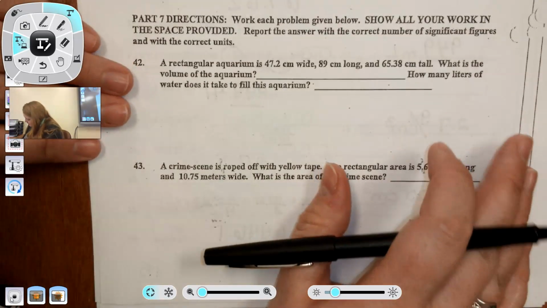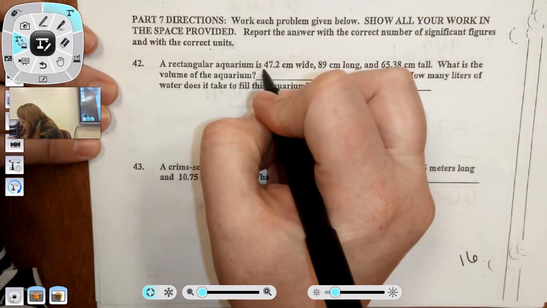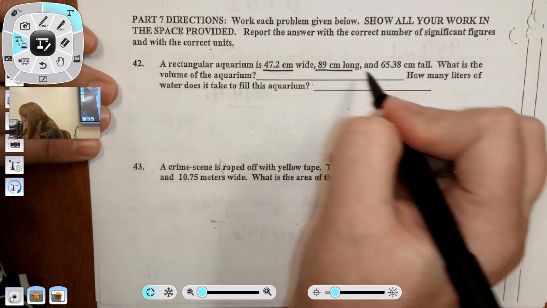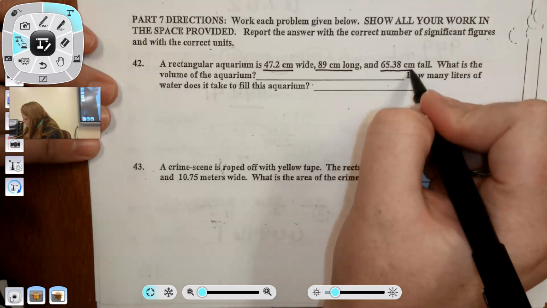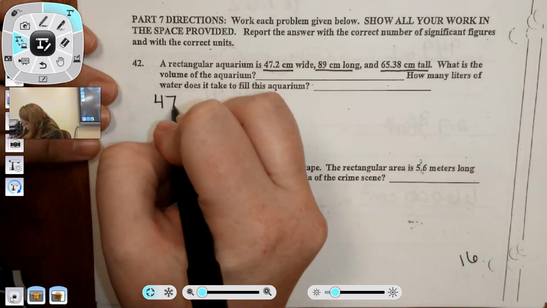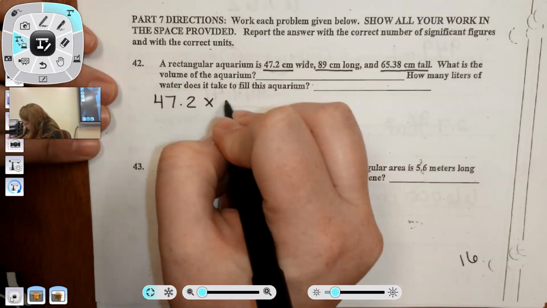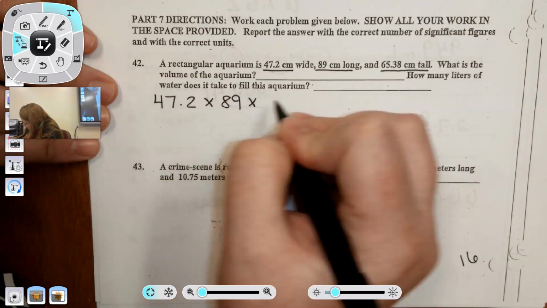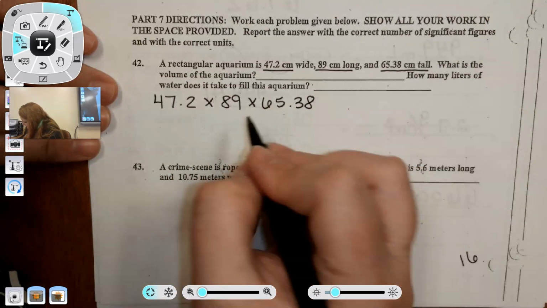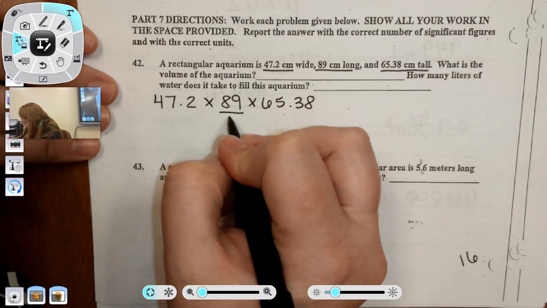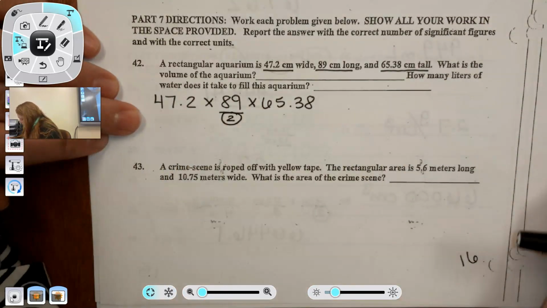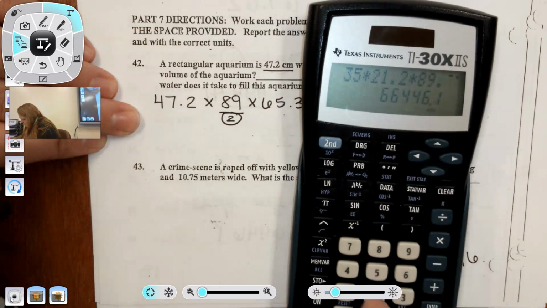All right, number 42. A rectangular aquarium is 47.2 centimeters wide, 89 centimeters long, and 65.38 centimeters tall. What is the volume? So to find volume, we have to multiply all of these together, and we have to remember our rules. Using sig figs, we can only have 2 sig figs in our answer because 89 only has 2 sig figs.